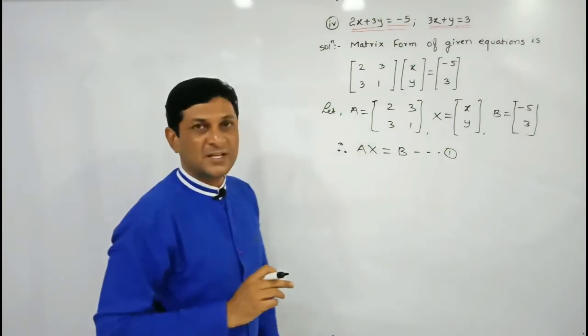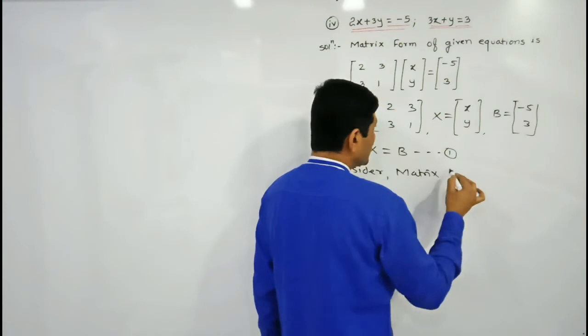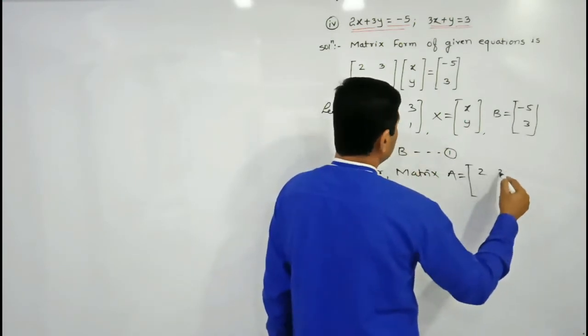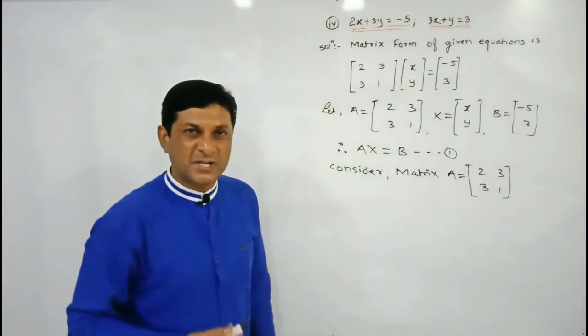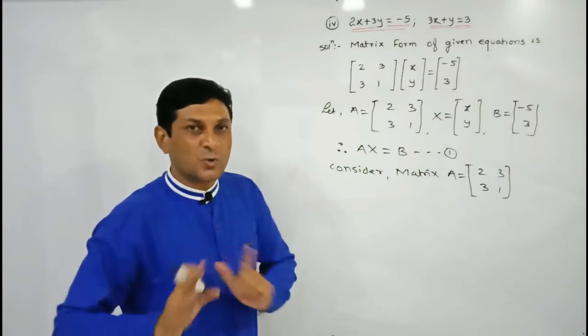Now we are finding the inverse of this matrix. So consider matrix A, where the elements of this matrix are 2, 3, 3, 1. Our aim is to find the inverse of this matrix. As I said, friends, I am finding its inverse by applying row transformation.